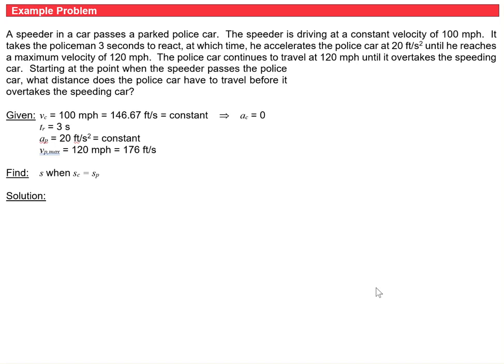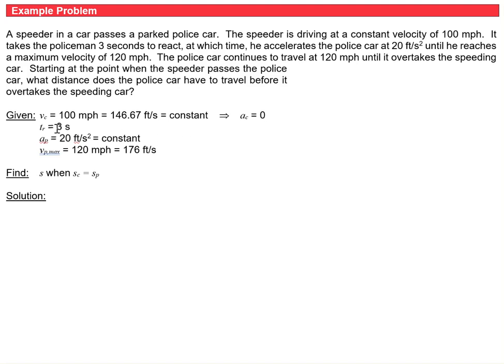Starting from the point where the speeder passes the police car, what distance does the police car have to travel before it overtakes the speeder? All right, so there's a lot of information in this problem. We know that the speeder has a constant 100 miles per hour speed. So that means the acceleration of the car is 0.